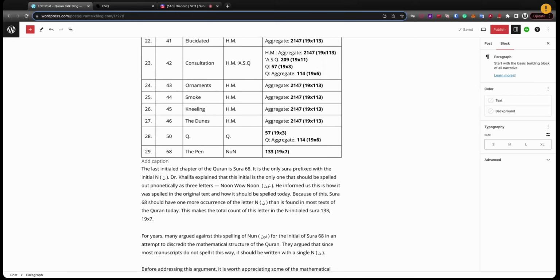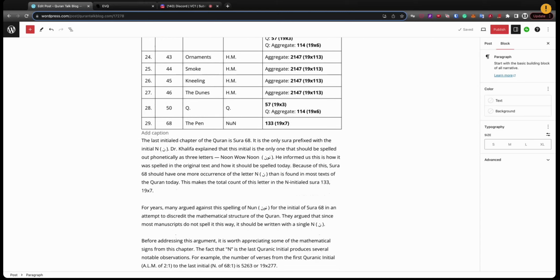One of the surahs that gets scrutinized is the last surah of the initial sets, Surah 68, the Pen, Al-Qalam, Noon. Rashad tells us that this surah has 133 Noons, which is 19 times 7. The reason is that, unlike all the other initials, Noon is spelt out phonetically: Nu Wow Noon. For years, people argued, "Well, that's not how we find it in most of the manuscripts. The Uthmani manuscripts all spell it with a single Noon."